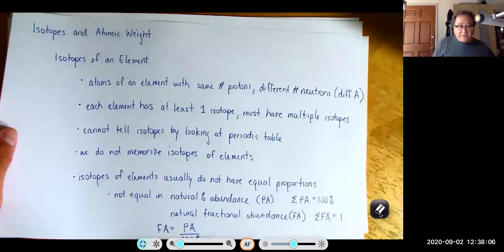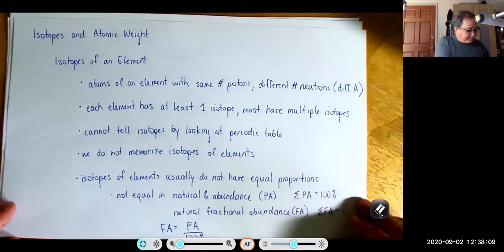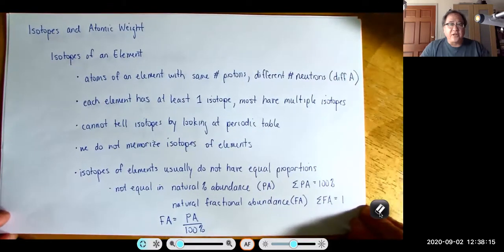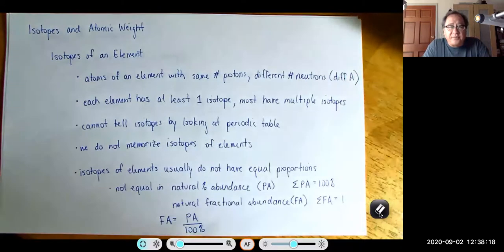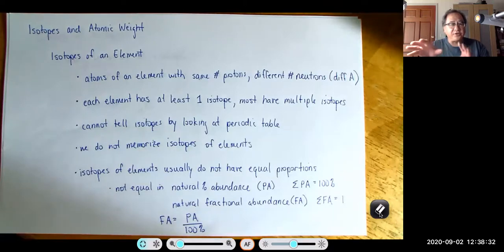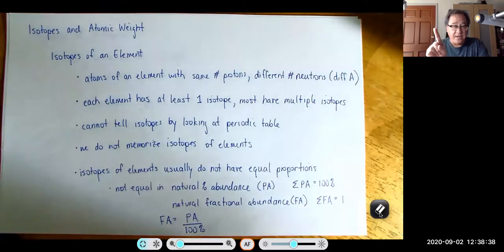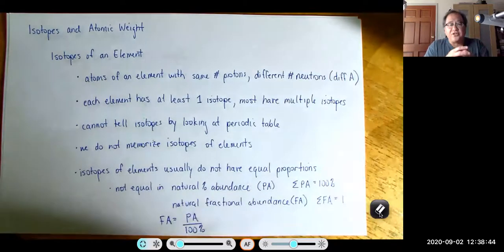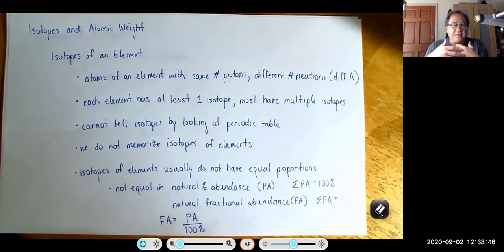So here's what I have for isotopes and atomic weight. When we talk about isotopes of an element, these are atoms of an element with the same number of protons, but a different number of neutrons. So they have a different mass number, which is represented by the letter A. Each element has at least one isotope. Most have multiple isotopes. And it's kind of interesting when you look at the isotopes. Hydrogen, for instance, has 3 isotopes: H1, H2, and H3. And people might ask which one is the main isotope, and that's kind of an inappropriate question.